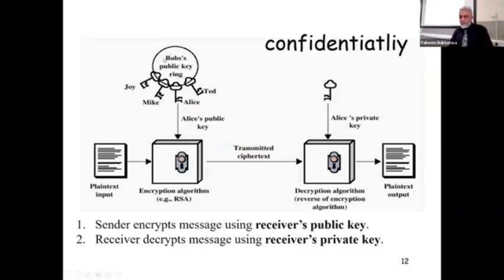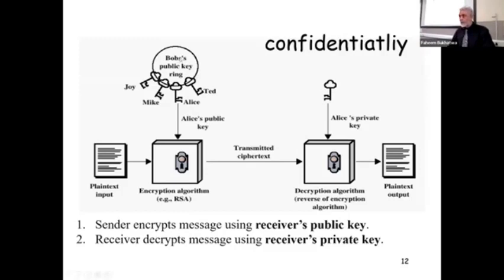So here, Bob wants to send a message to Alice. Which key should Bob use to send a confidential message? He should use Alice's public key. Don't ever say Alice's private key, because Alice's private key is private to herself. No one else can use it.